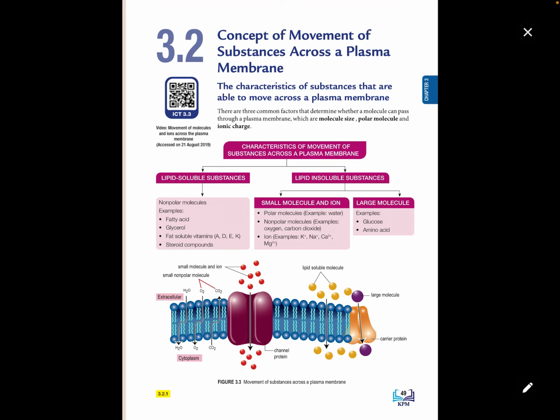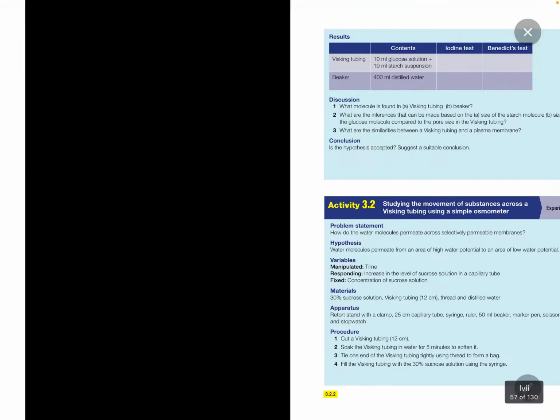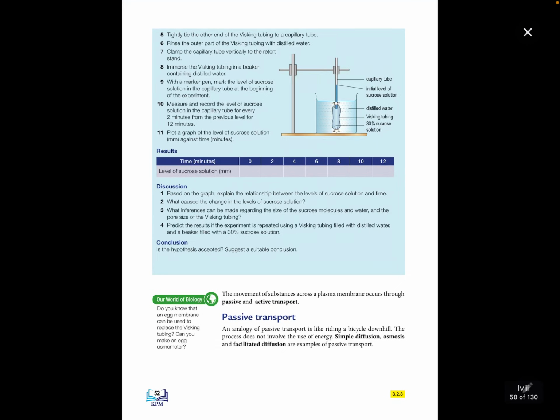For example, fatty acids, glycerol, fat-soluble vitamins A, D, and K, and steroid compounds. Lipid-insoluble substances consist of large molecules and also small molecules that are polar, some non-polar molecules like oxygen and carbon dioxide, and ions. Again, remember what I said about the experiments.